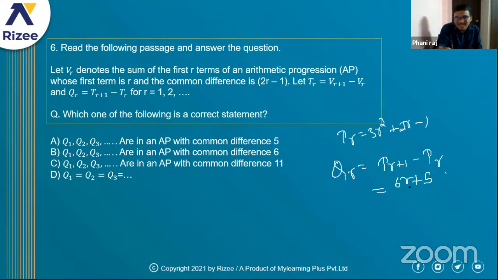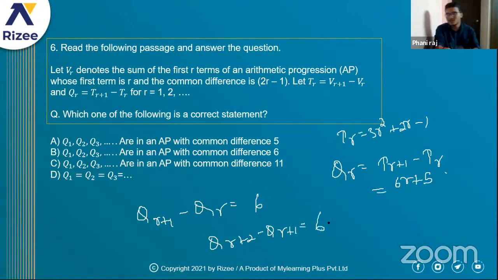Obviously, you should just check. These are in AP, right? Because you see QR plus 1 minus QR, what do you get? 6. QR plus 2 minus QR plus 1, this is also 6. So obviously these two are the same, for any of these two it holds. So this is a common difference and QR are in arithmetic progression. So option B is the correct option.